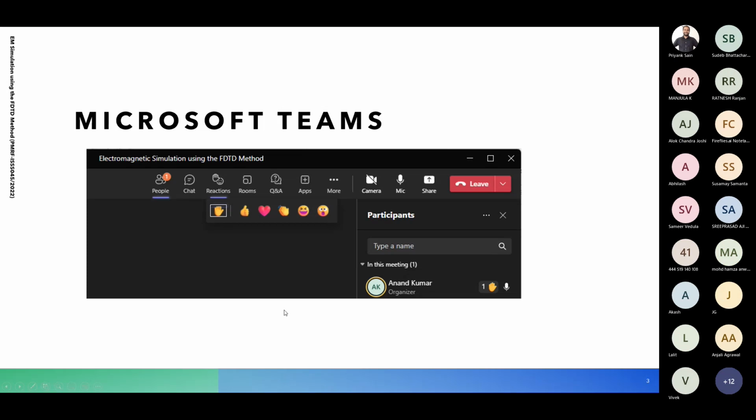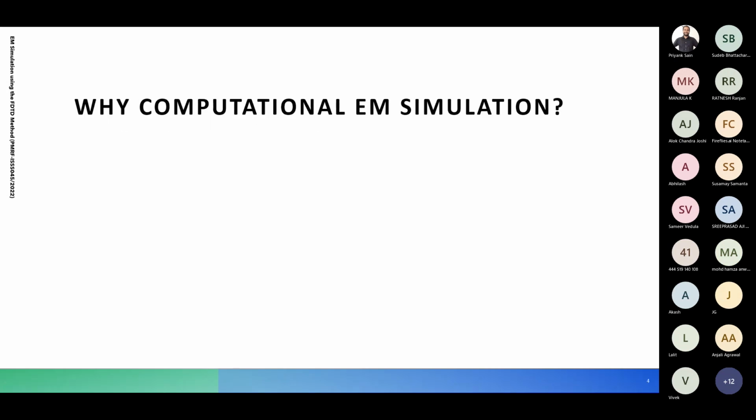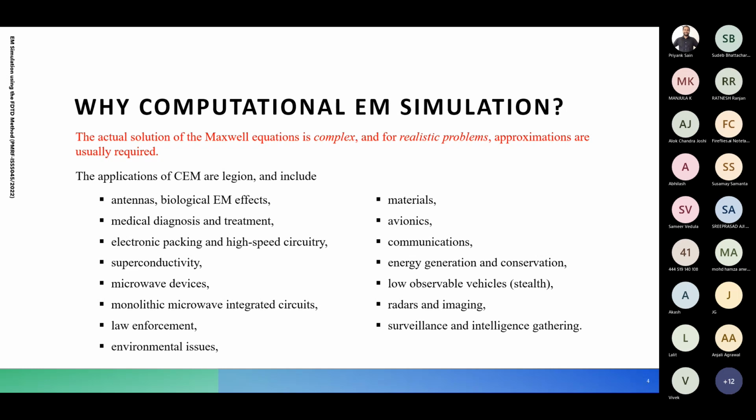Okay, so we'll move to the next slide, beginning with why should we use computational EM simulation, or why should we know it? The actual solution to Maxwell's equations is very complex for realistic problems. When you have an object with a very simple geometry, you can probably solve it analytically. But for realistic problems, there will be a lot of corners. The structure will be complex. It might have a lot of components to it, different materials, and approximations are usually required. To deal with it, we use computational EM simulations.